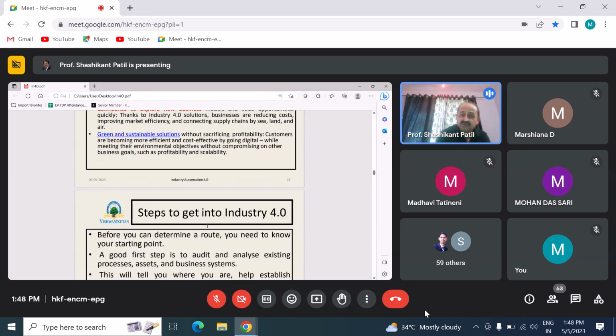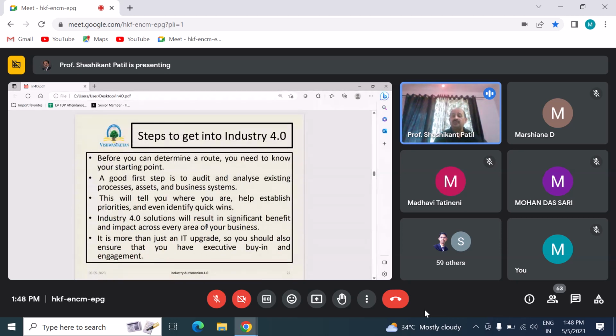Now, if we want to move to Industry 4.0, what are some of the steps? Let us say we are a traditional company, a traditional plant. How do we enter it? What steps should be taken while entering Industry 4.0? Before you can determine a route, you need to know where to start. So the first step is to audit and analyze the existing processes, assets, and business systems.